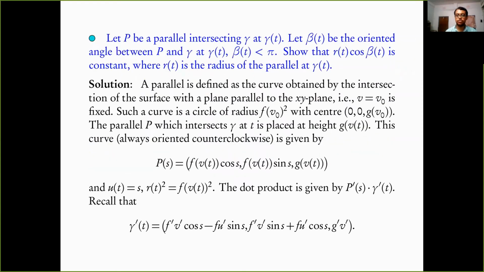So that's the picture. So you have beta, and what is r of t? Well, remember, r of t is nothing but the radius of the parallel circle, right? Each parallel is a curve obtained by the intersection, but it's a circle, and the circle has radius f of v. So r of t is really f of v of t, and beta of t is this angle. So the question says that the function r of t times cosine beta, so the radius times cosine, is a constant. Okay. So this is also sometimes attributed to Clairaut, called Clairaut's formula or Clairaut's law.